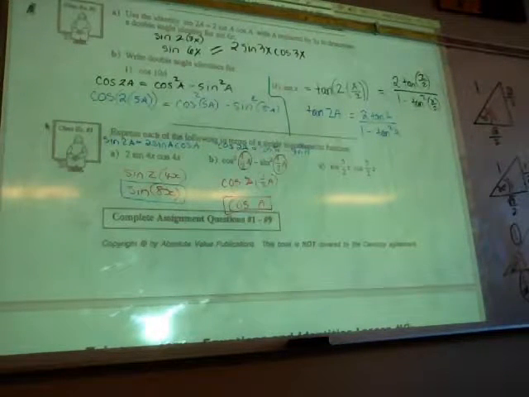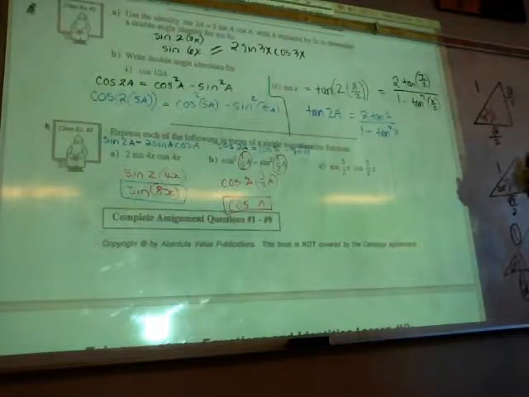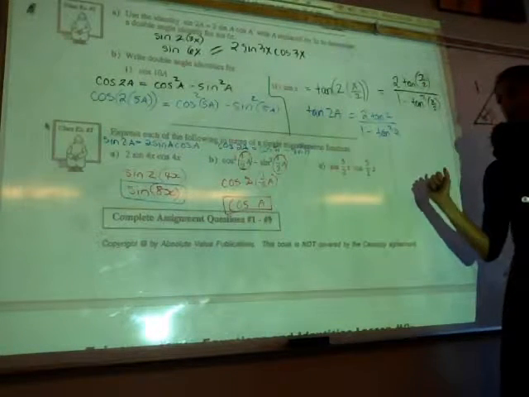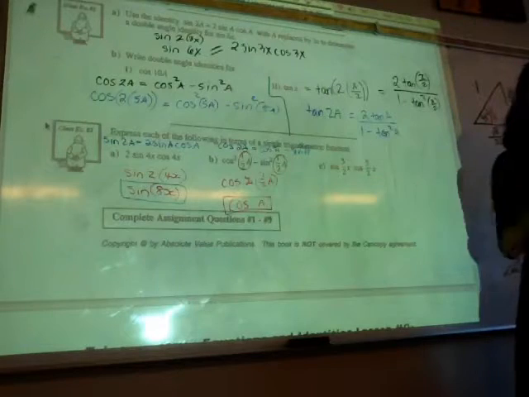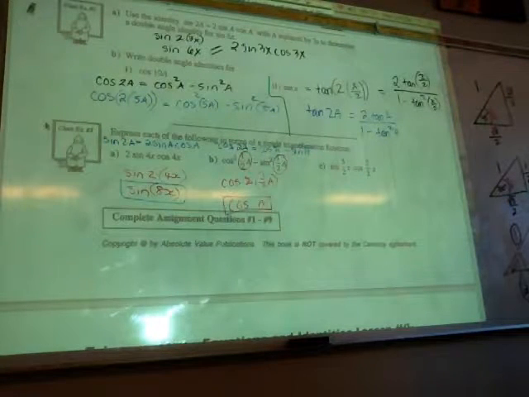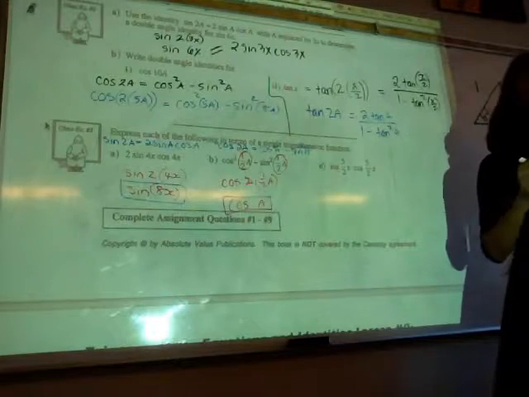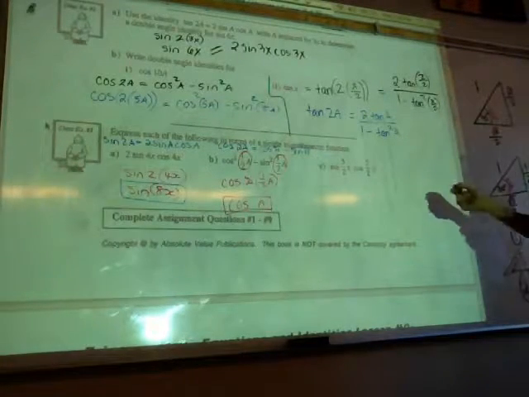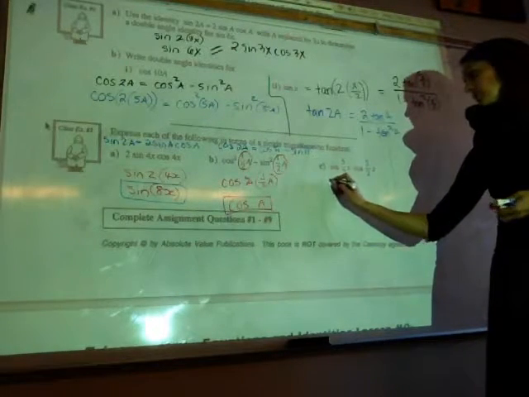Next one, you have to be a little bit creative. Which double angle identity looks most similar to this? Sine, cosine, or tan? Sine. But what's it missing in front? 2.